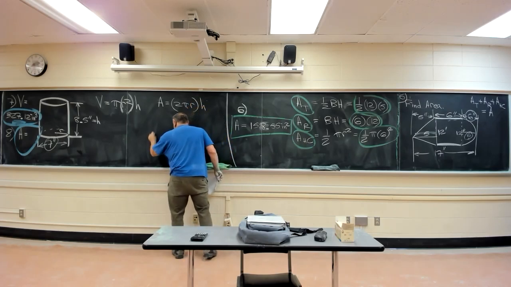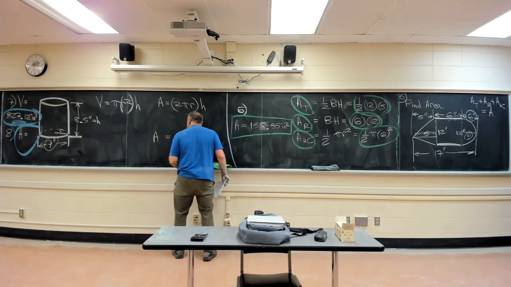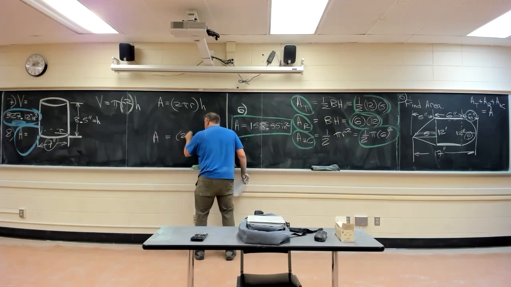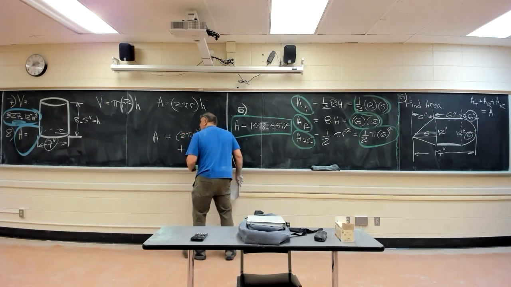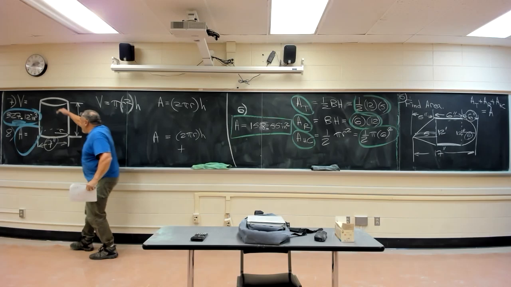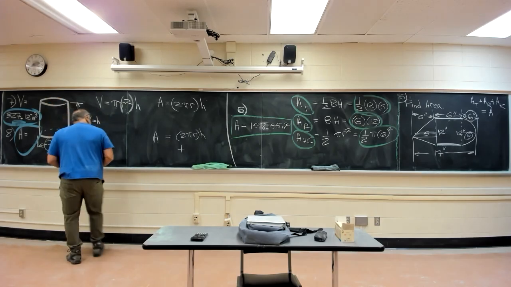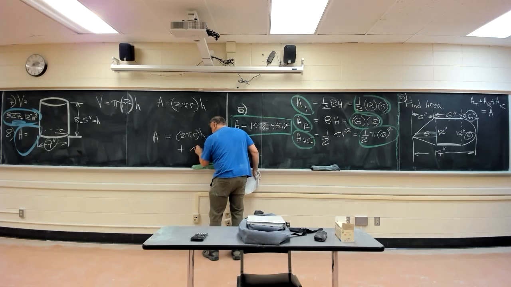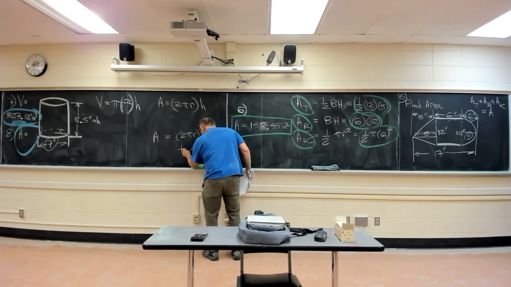Well, yeah, but what if you want to find the areas on top of the soda can, the top and on the bottom? Well, then it would be 2 pi r times h plus pi r squared on top and pi r squared on the bottom. That's pi r squared doubled.